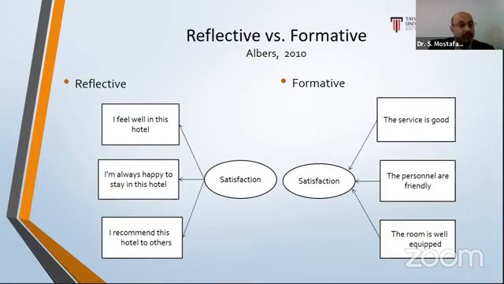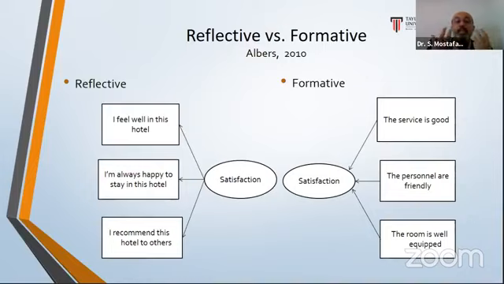Personnel are very friendly. But actually, we are not satisfied with room equipment. We are not satisfied with the environment, but we are very satisfied with the behavior of personnel. So in this type of items, we measure satisfaction from different aspects, from different perspectives. And we don't expect the answers to the questions to be highly correlated. Answers to questions can be very different. If we have this type of questions, our measurement model is formative to measure satisfaction.